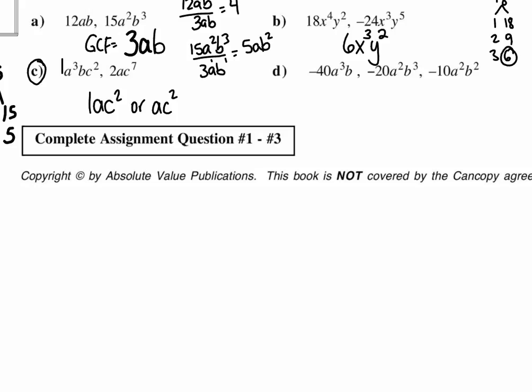You take the lowest exponent. So the second one had no B. That's the same thing as B to the 0. And that's why the lowest exponent is B to the 0. Yeah, we take the lowest.